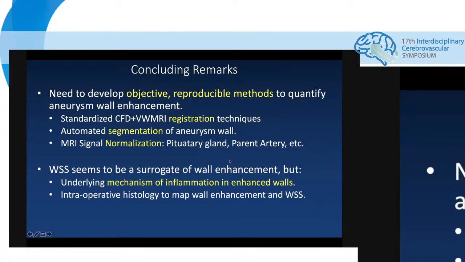Second thing I want to highlight is wall shear stress seems to be a surrogate of wall enhancement, at least from my study and studies from the others. But what is the underlying mechanism that's causing this enhancement? What is the underlying mechanism? Is it that these walls have become degenerated and are more permeable to take up this contrast, or is it some other mechanism?